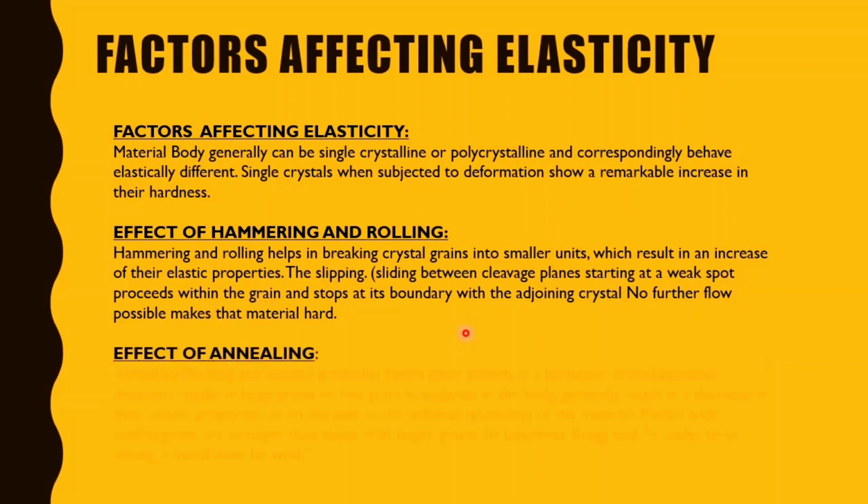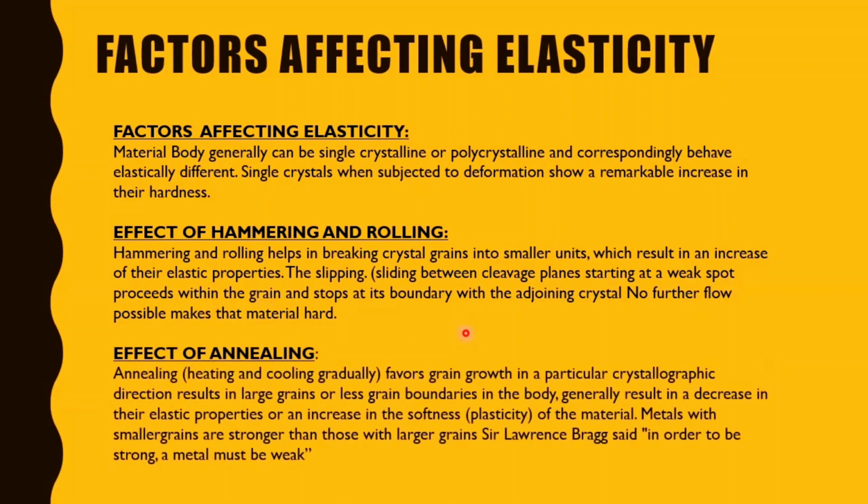Now the effect of annealing. Annealing: heating and cooling gradually. So first we will heat, then cool, then again heat, then again cool. This will favor grain growth in a particular crystallographic direction, resulting in large grains or fewer grain boundaries in the body. Generally it results in a decrease in the elastic properties or an increase in the softness of the material.